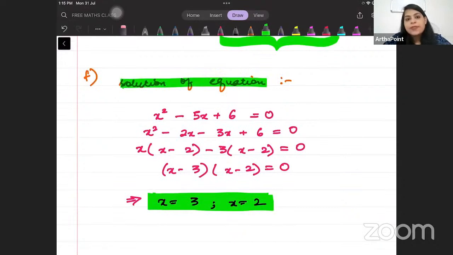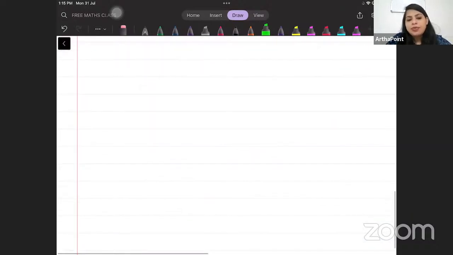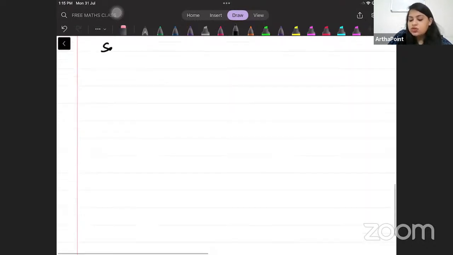Now, is it clear what a set is? Collection of items, collection of objects of a particular kind, that is called a set. And all these that we did today, these are examples of set. Now, I want to talk about sets used in maths.